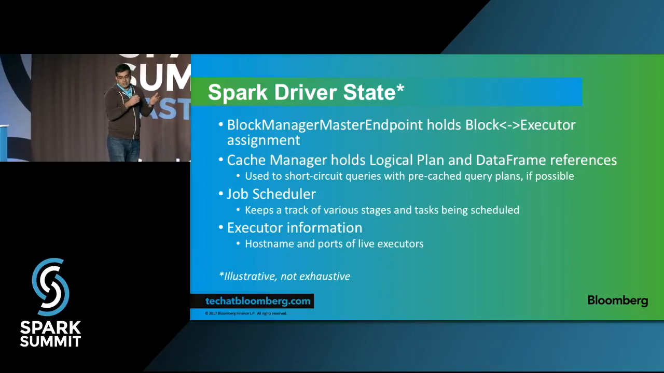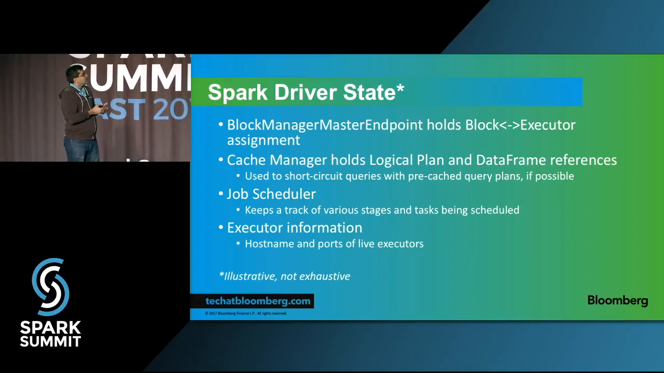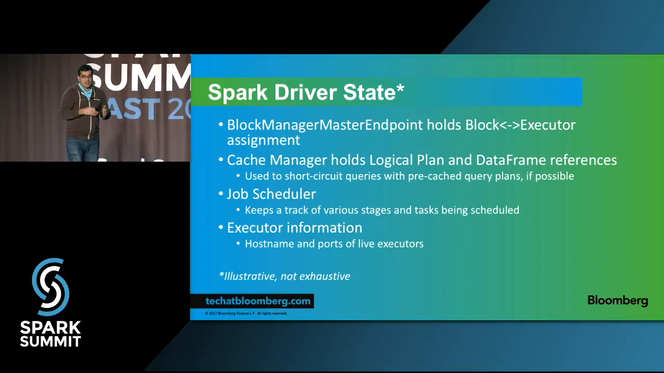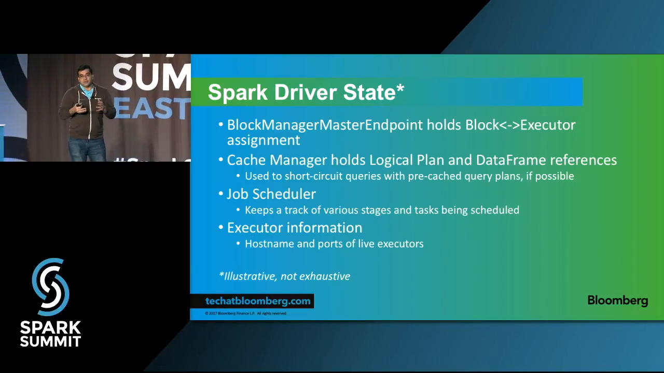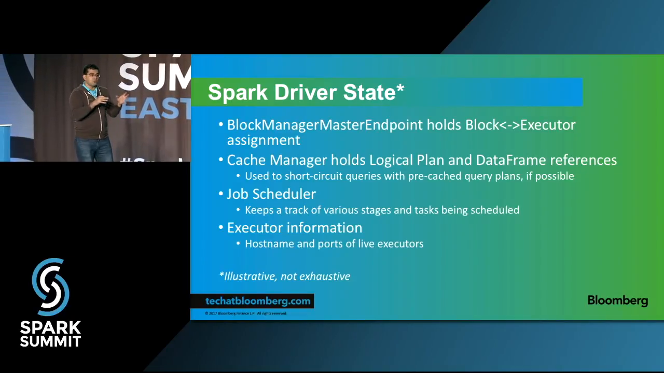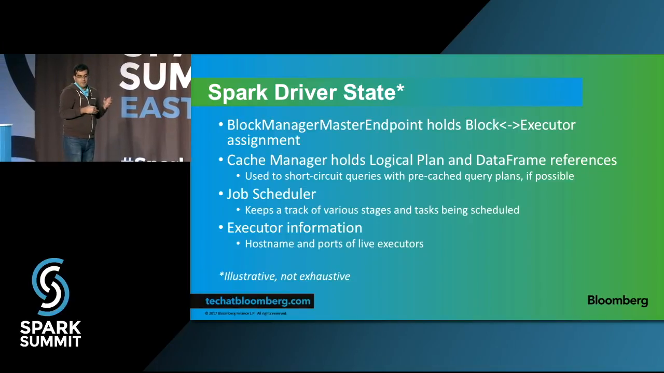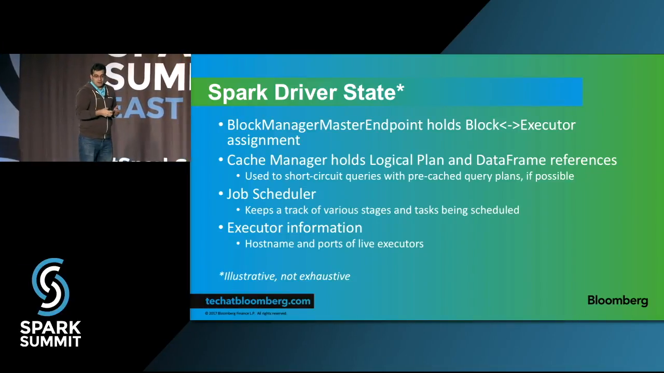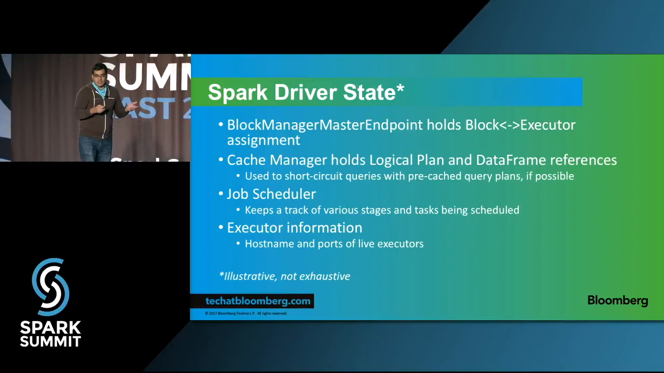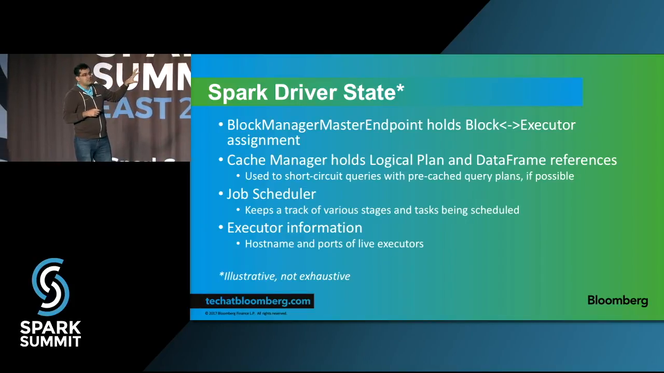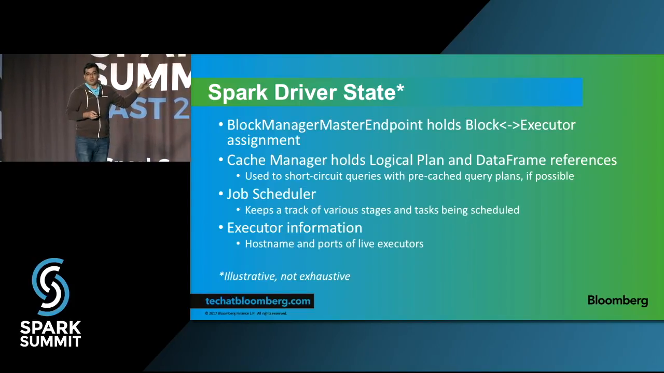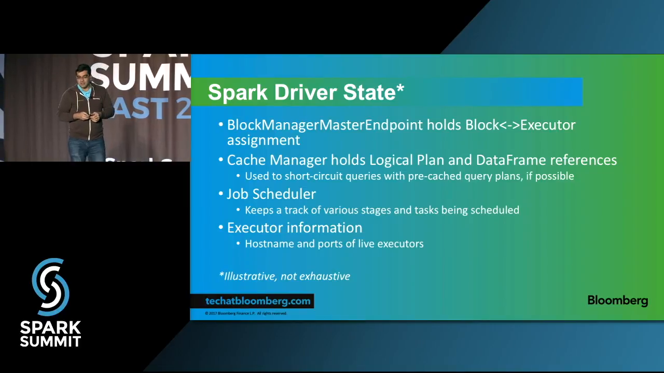Apart from this state, there's some other state in the driver, like which blocks are present on which executors. That is really interesting, right? The cache manager, in case of data sets and data frames, holds on to the mapping between logical plans and data frames, and any subsequent queries that might use that data are short-circuited using this. We also have a job scheduler that keeps track of what the different stages are, what tasks are running, and basic executor information. Now, all of this state is not fully exhaustive. There's a lot more state in the Spark driver.